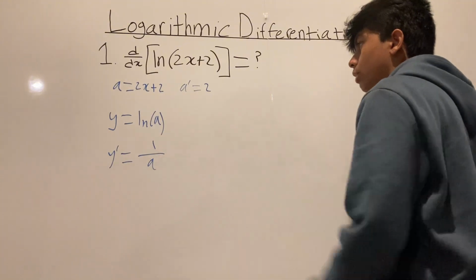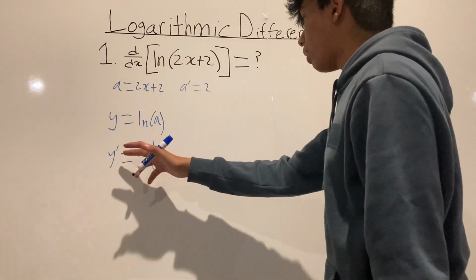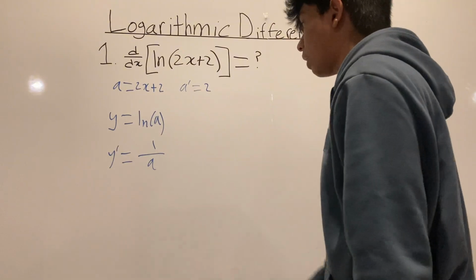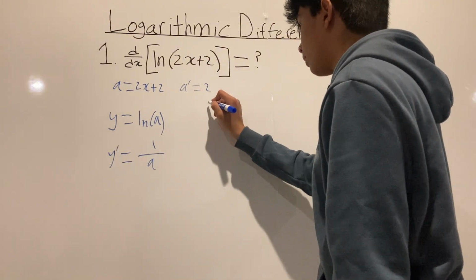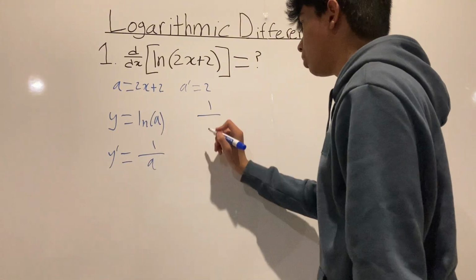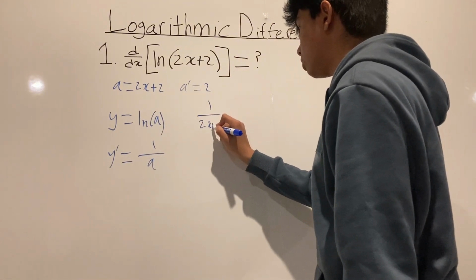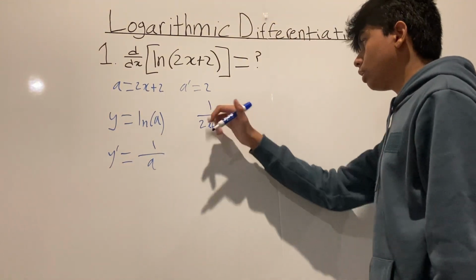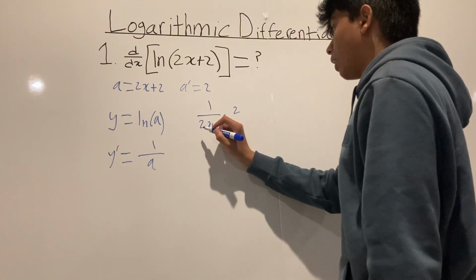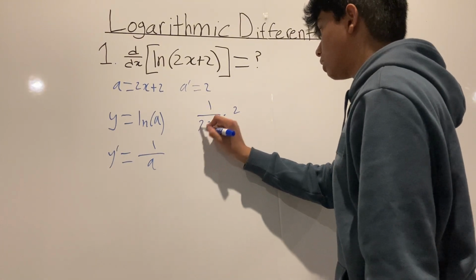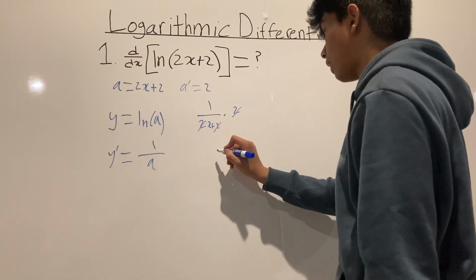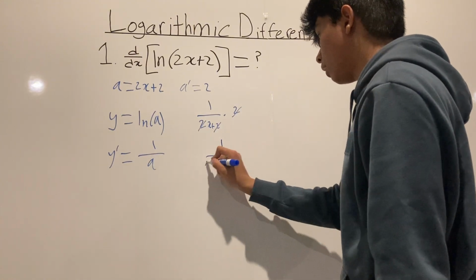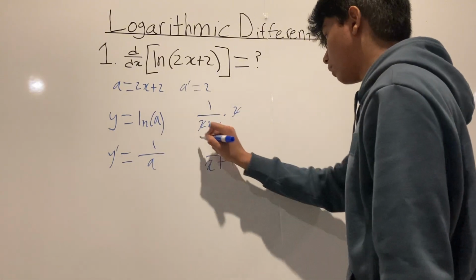So now, chain rule, we have to do y prime multiplied by a prime. So it's just going to be 1 over, and we said a is 2x plus 2, 2x plus 2, multiplied by 2. And since 2 is in the numerator, we can cancel or simplify in the denominator. So this can go, and this can go. So the final answer is just 1 over x plus 1.